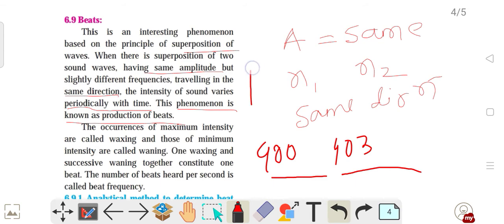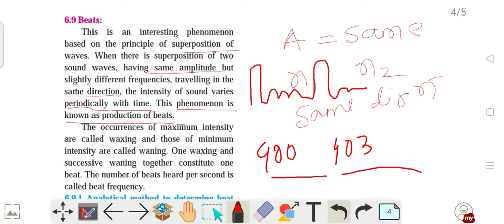That means in between there will be loudness, and then there will be low sound, again loudness, low sound. This is what is called beats. That means when there is superposition of two sound waves having the same amplitude but slightly different frequencies traveling in the same direction, the intensity of sound varies periodically with time. This phenomenon is known as production of beats.